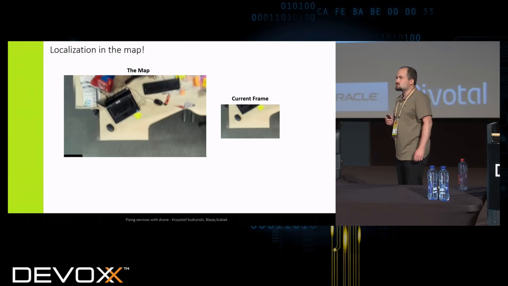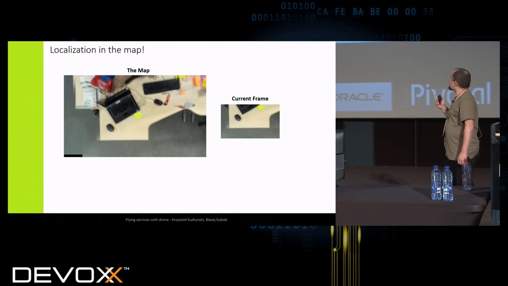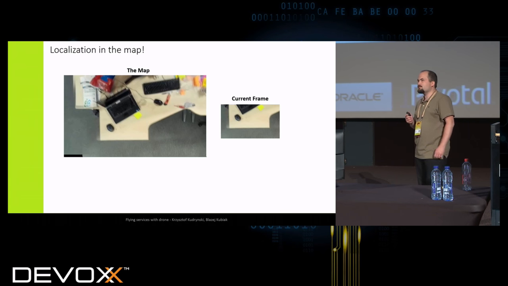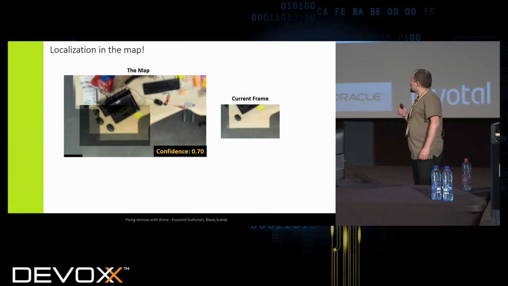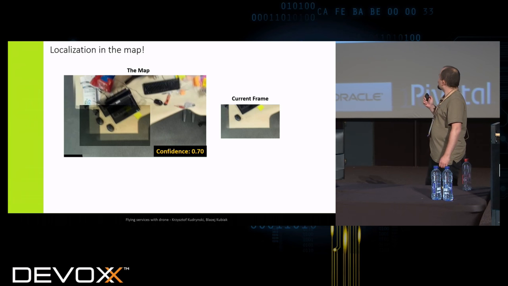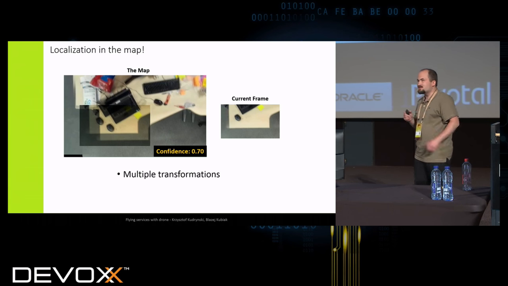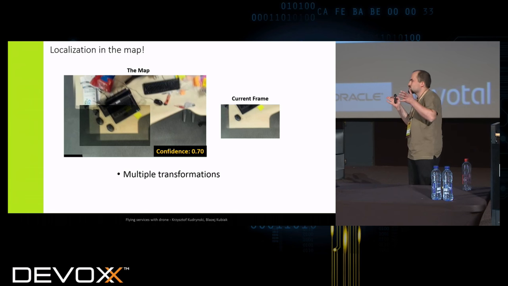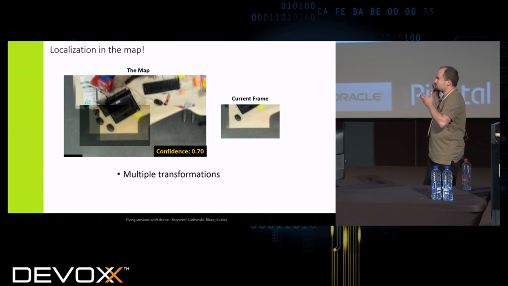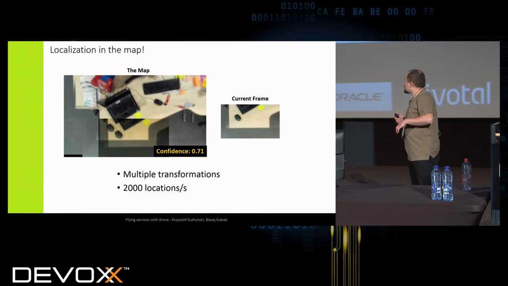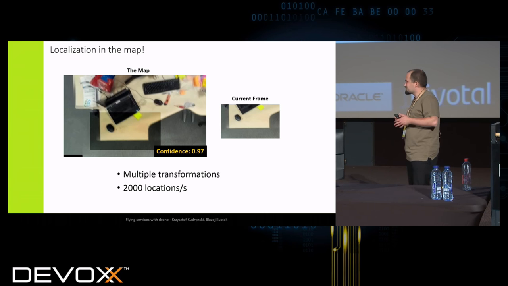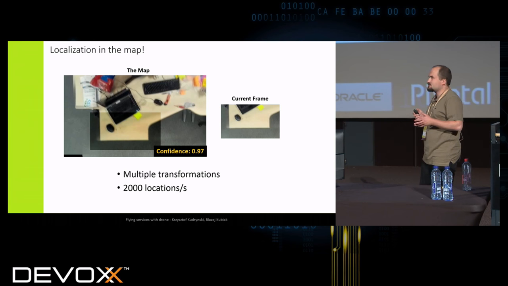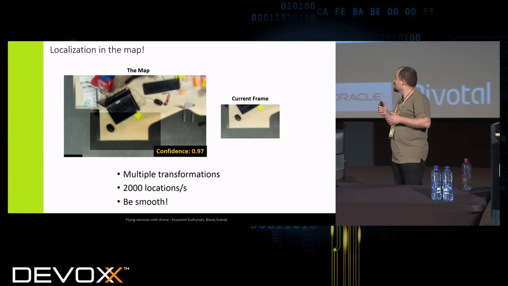So my goal was to develop a fast method to localize a frame captured by the drone camera in the map that is being created continuously while the drone is flying. So we need to consider many possible locations which could be correct for a particular frame in the map. And we need to do it very fast, to achieve real-time performance of around 2,000 considered locations per second.